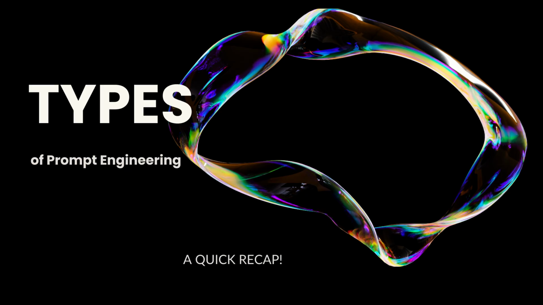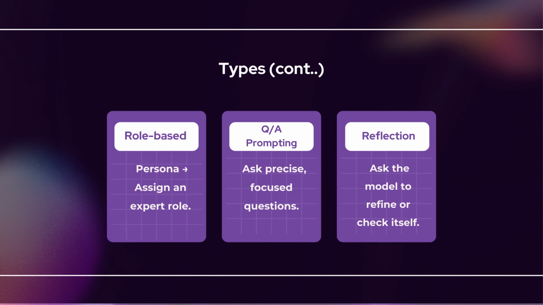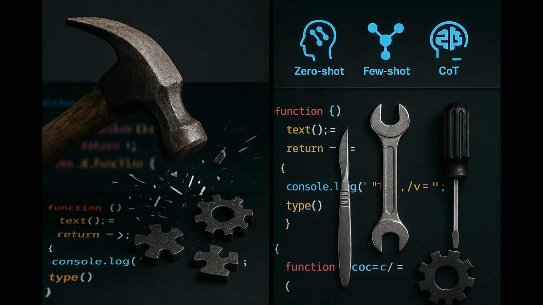Okay, quick rundown of the main types of prompting, no boring theory, just a one line example. So here we have zero shot, and you can exactly see what it does. Then few shot, chain of thought, role based persona, QA prompting, and reflection or self consistency.